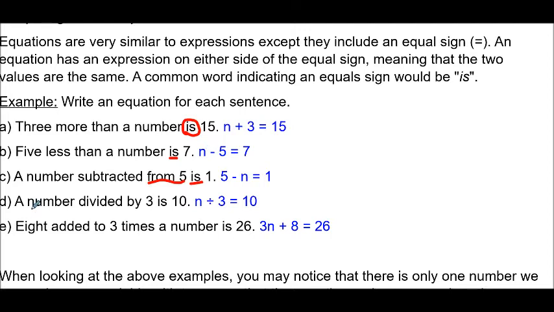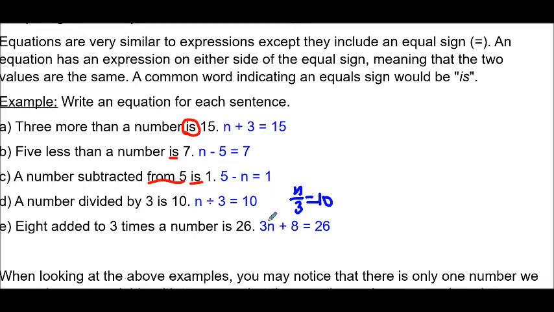Example D, what number divided by 3 is 10? So n divided by 3 equals 10. We could also have n over 3 is equal to 10. That would be similar. We talked about that in the writing expressions lesson. And, 8 added to 3 times the number is 26.